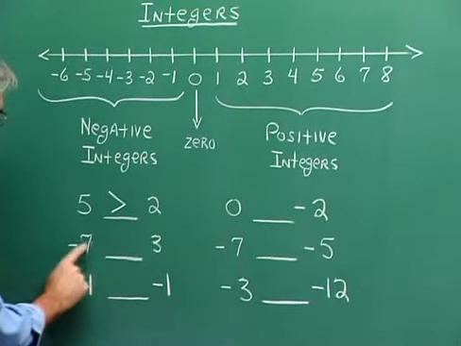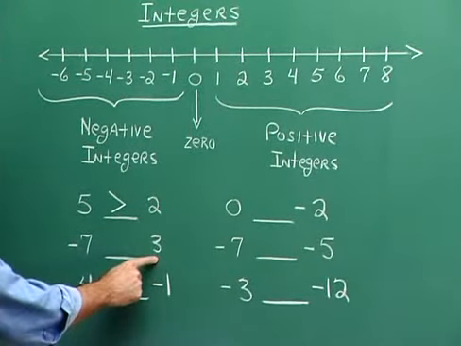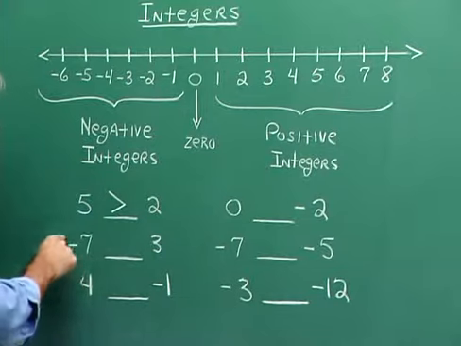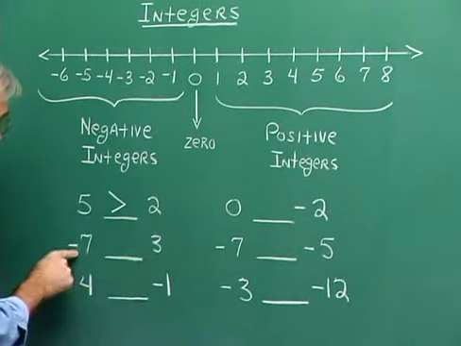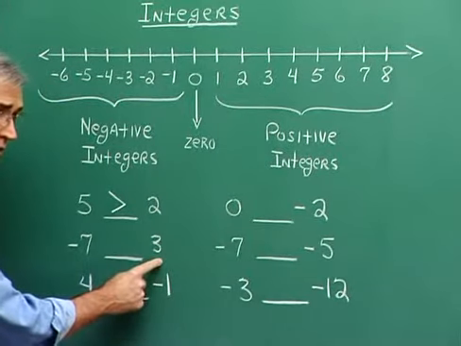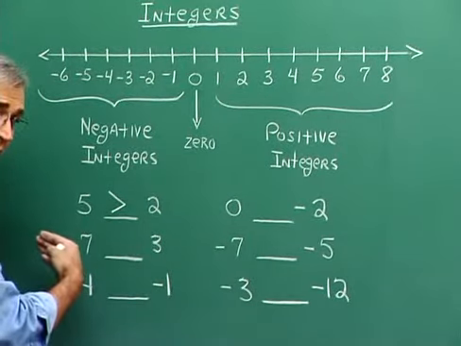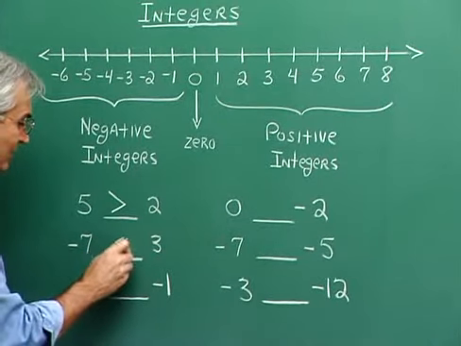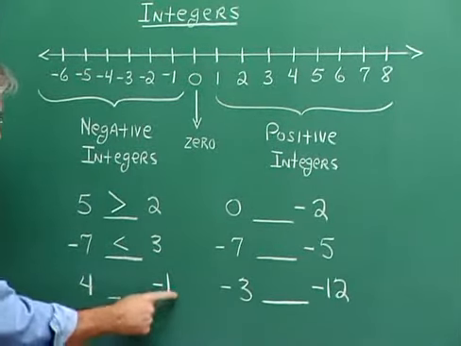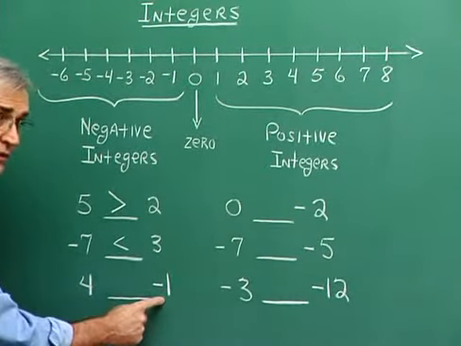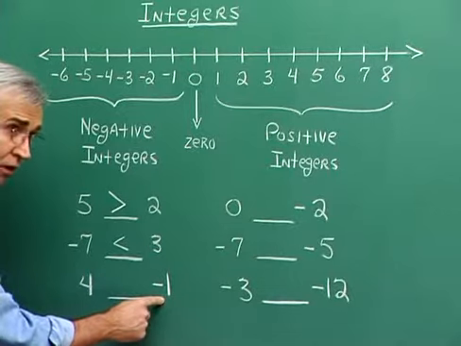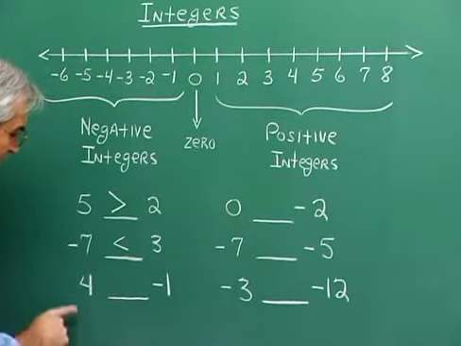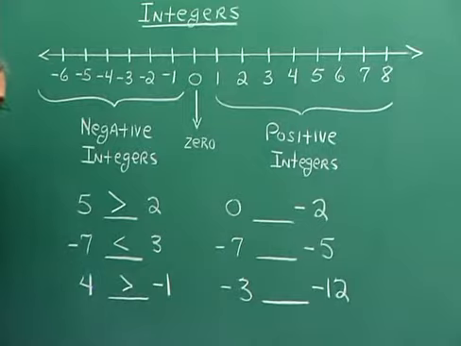Well, what about these two? -7 and 3. We can locate the numbers on the number line if we'd like, but it's always going to be the case that negative numbers lie to the left of positive numbers. No matter what negative number and what positive number we're talking about, the negative number will lie to the left, just by the nature of positive and negative numbers on the number line. Therefore negative numbers will always be less than positive numbers. What about 4 and -1? Once again, the negative number lies to the left, or it is less than any positive number. Positive numbers, therefore, are greater than any negative number. So the order relationship here is that 4 is greater than -1.